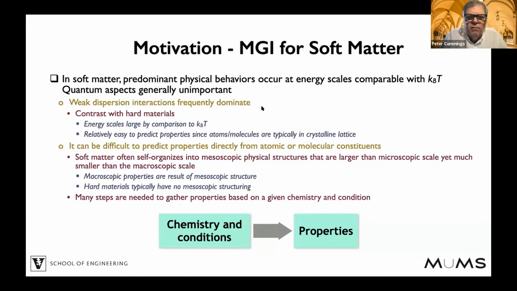The weak dispersion forces frequently dominate, and this is part of the reason why they're comparable with kT. So it can be difficult to predict structures simply from atomic and molecular constituents. And so this connection between chemistry and conditions and the properties of a soft matter system is a non-trivial connection. It's not a straightforward thing to do.